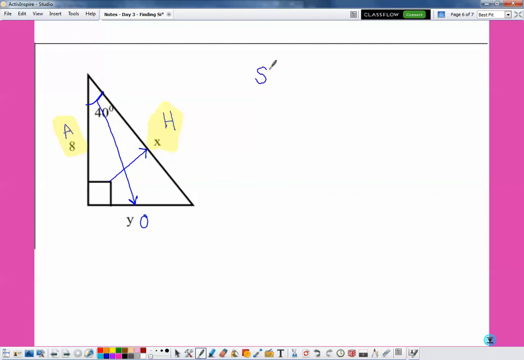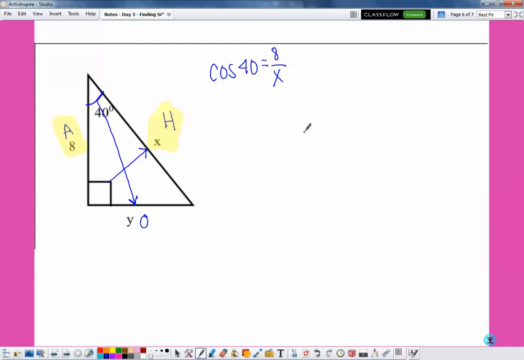So we have sine of 40 equals 8 over x. Oh, I'm sorry, not sine. This is adjacent and hypotenuse. We're going to use cosine of 40 equals 8 over x.